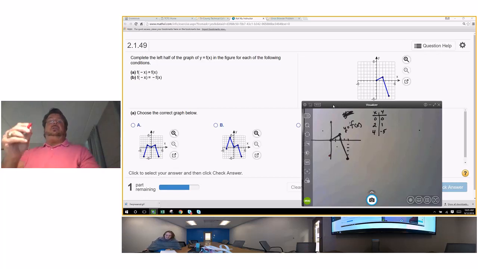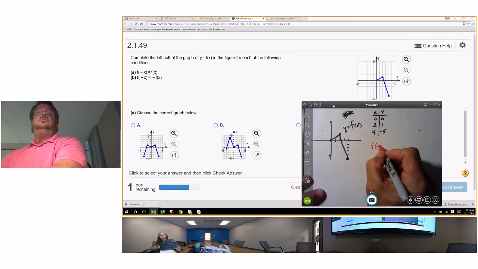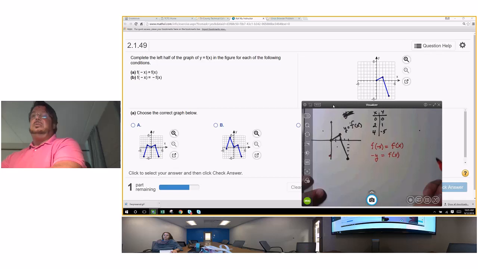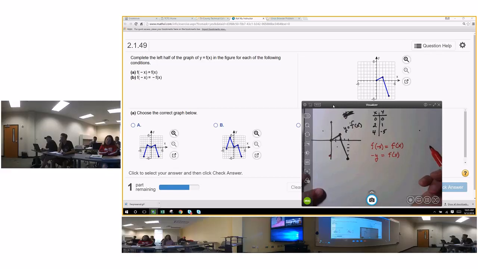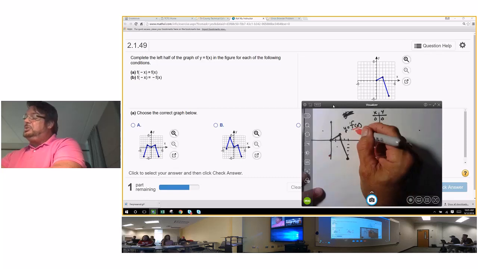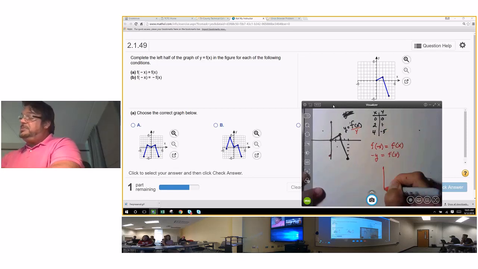Okay. Now let's take a look at what this says over here. It says we want to know if f of negative x is equal to f of x. Well, that's like saying negative y is equal to f of x, right? That's basically what that's saying. So that means that the y, this y right here, is not going to change. So 0 is not going to change, 1's not going to change, and negative 5's not going to change. Everybody see where I'm getting that?